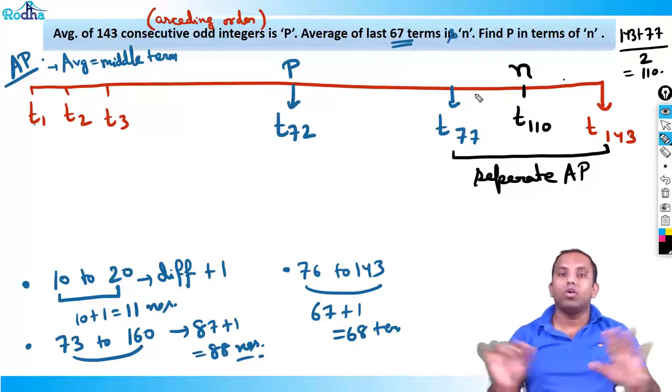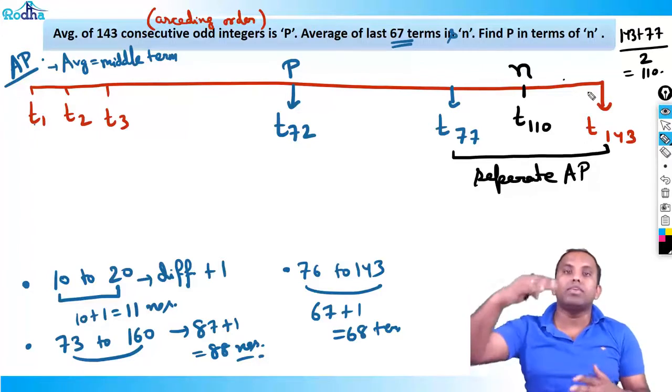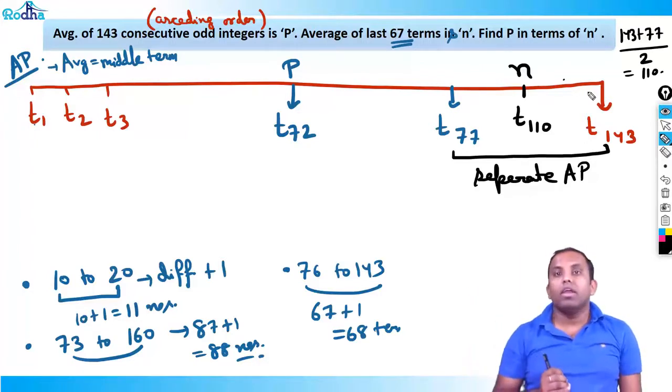Right. This is the whole concept now. The average of the whole series is P. The whole series has 143 terms. What is their average? First term plus last term by 2. 1 plus 143, 144 by 2, 72. So T72 is the average of these terms. If this is the average, this is given as P.